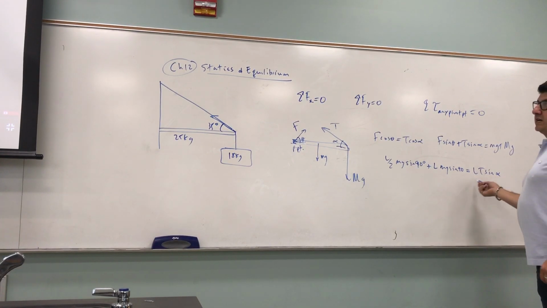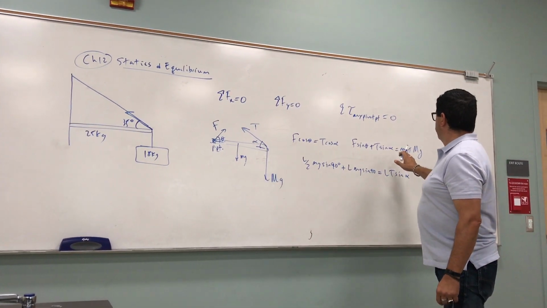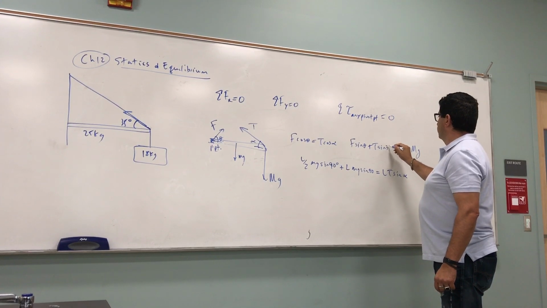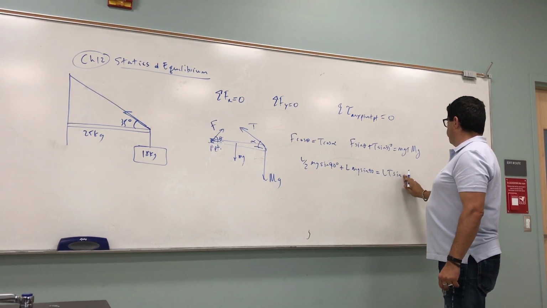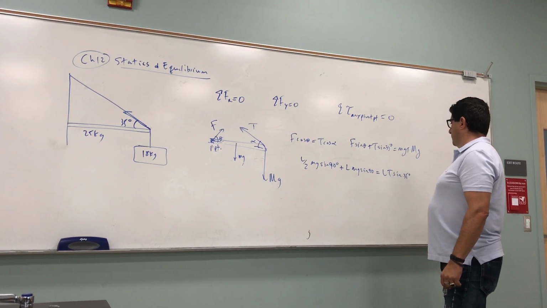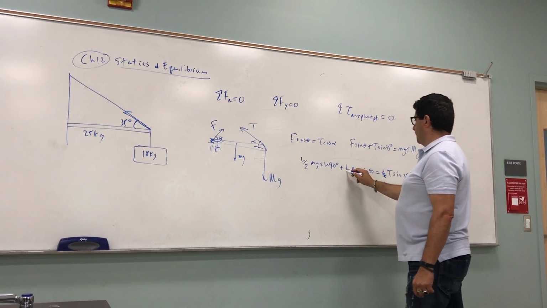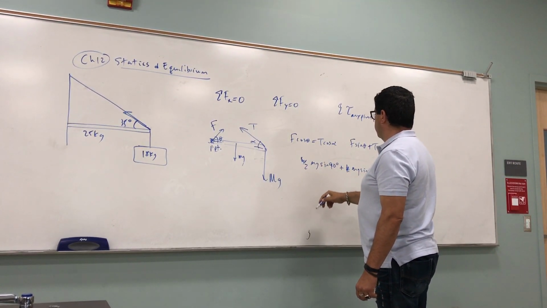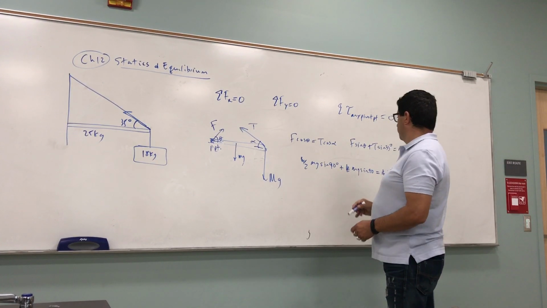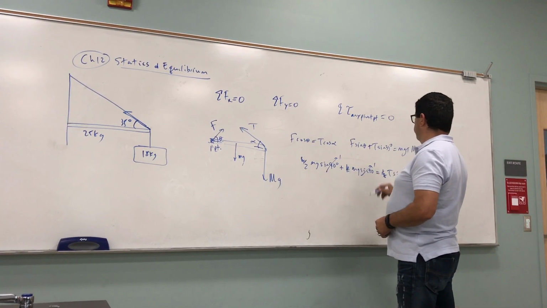Oh, they actually gave you what alpha was, right? It's 35. So we know this is 35. This is 35. So what happens? The L cancels, the L cancels, the L cancels. Let's see here. The sine of 90 is 1.